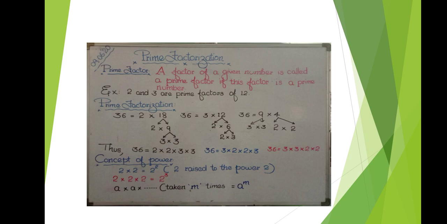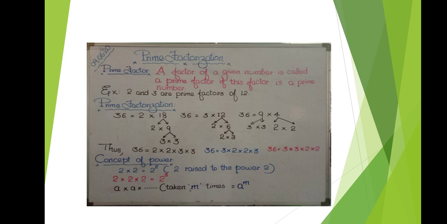Every composite number can be factorized into primes in only one way, except for the order of primes. The order of the prime factors can be changed, but it will be only one way. The same prime numbers we will get in any way if you factorize a given composite number. I hope you are able to understand.